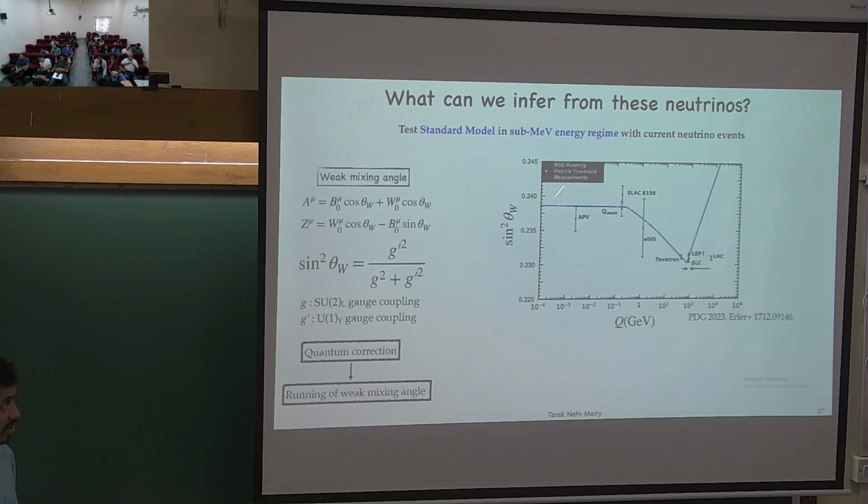So again, sin square theta W is plotted against the energy scale. The blue solid line is what you are expecting from the standard model, and different observations utilizing the weak processes in the standard model are given by these black points over the plot. Out of these, the lowest one is from atomic parity violation experiments.